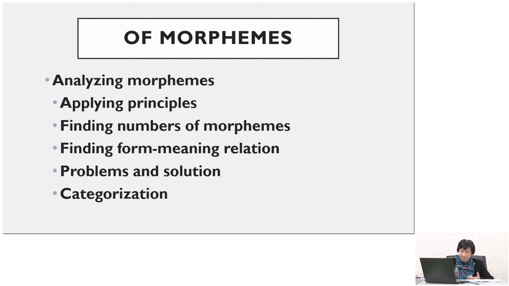When you analyze, or when you do analysis, what do you have to get? Okay. First of all, you have to know how to apply principles. The principles or the methods that you are going to use. How you are going to analyze, what principle you are going to apply to get morphemes. You have to understand that. This is what we are going to discuss together next time, okay?